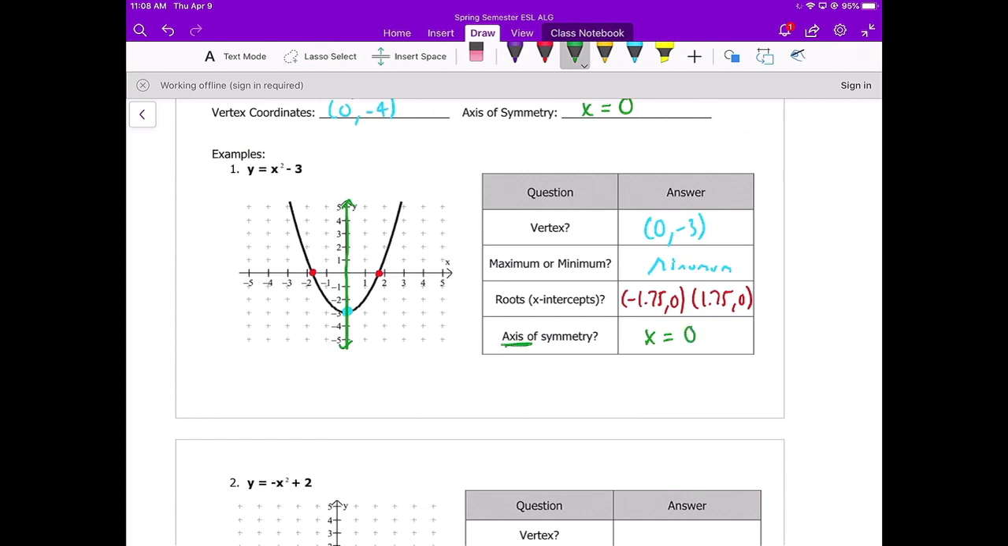Here's a little hint. The axis of symmetry is always going to be an x equals, and then whatever the x coordinate is from your vertex. So notice that these numbers will always be the same number.